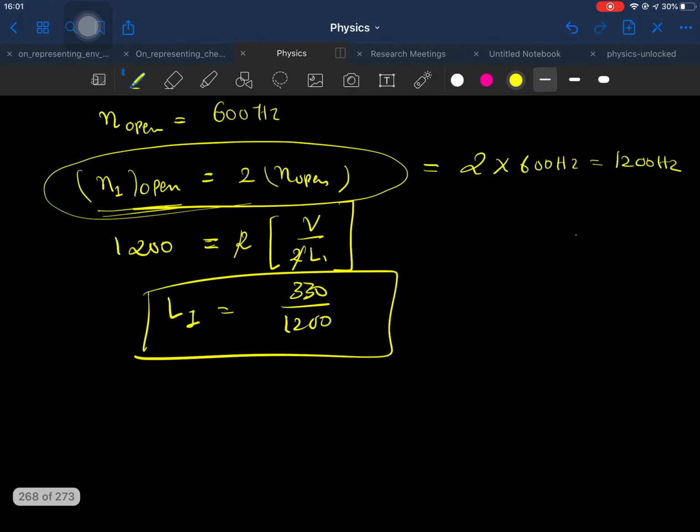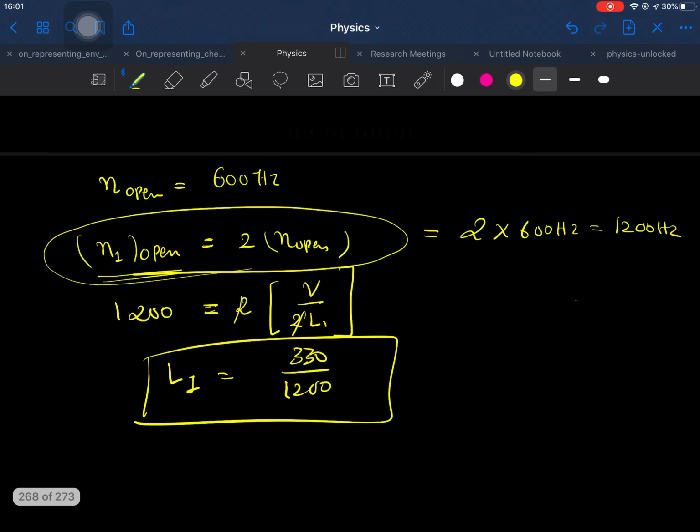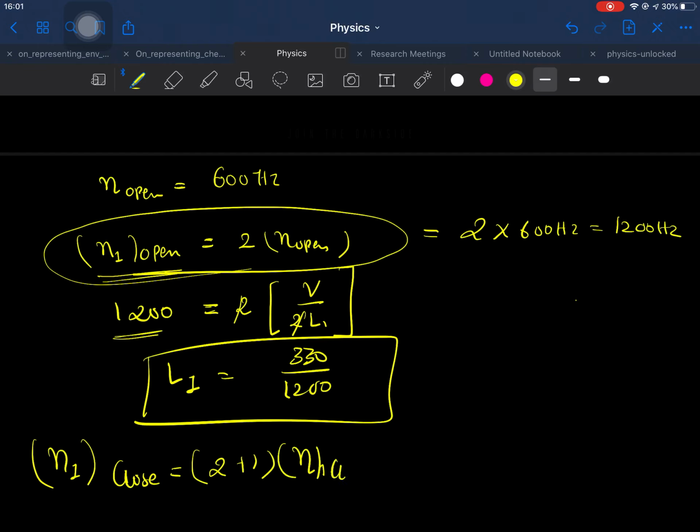Just simplify. Now we want to calculate length 2 also, but to calculate it we require the frequency of that particular case. To calculate that, we just have to use the formula for the closed pipe. So n1 of closed is equal to 2 plus 1 into n, the fundamental frequency of the closed pipe. So you just write n of closed.